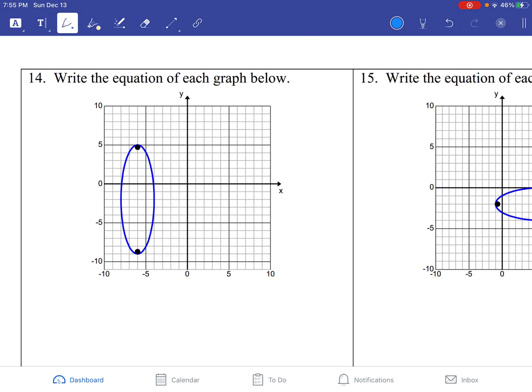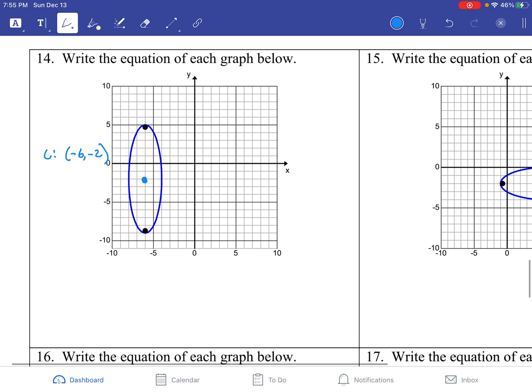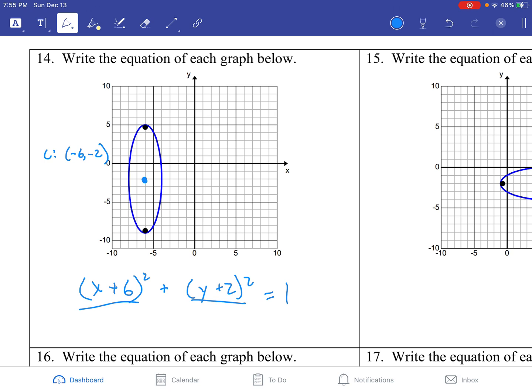For your ellipse, you've got to find out where the center of the ellipse is. Looks like it's going to be right here. So that's going to be at -6, -2. I'm going to write that down so I don't have to keep remembering it. -6, -2. Okay, so we have (x + 6) squared plus (y + 2) squared equals 1. Don't forget the equals 1 part.